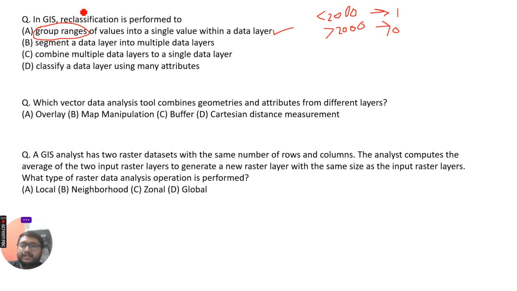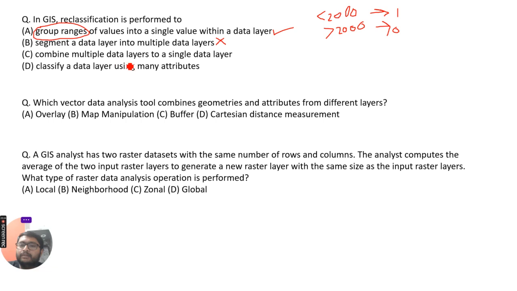When we use this reclassification tool, the output you get is an individual layer, not multiple data layers. Segmenting a data layer would mean creating a new file for less than 2000, say, with 1 and 0, then another file for higher elevation, so two different files. But the reclassification tool creates an individual file with the 0, 1 or more classes which you have specified. Because of that, the output is a single layer rather than multiple layers. So option B is also wrong.